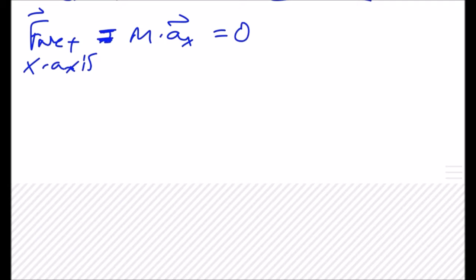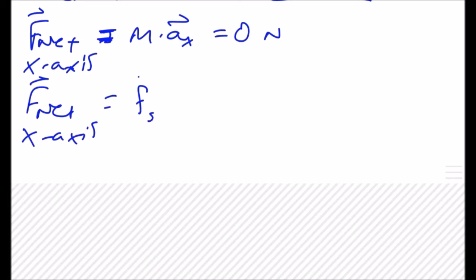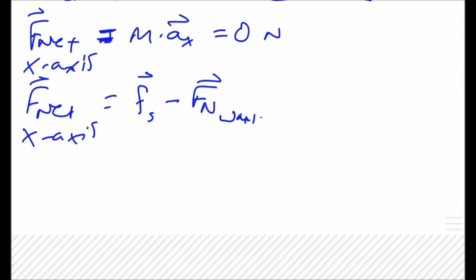Okay, so then what's the next thing we're going to say? Mass times acceleration in the x-axis. What's this going to equal? Equilibrium, okay? F net in the x-axis equals what? Okay, so what kind of friction is this going to be? Static friction minus what normal force? Normal force from the wall.